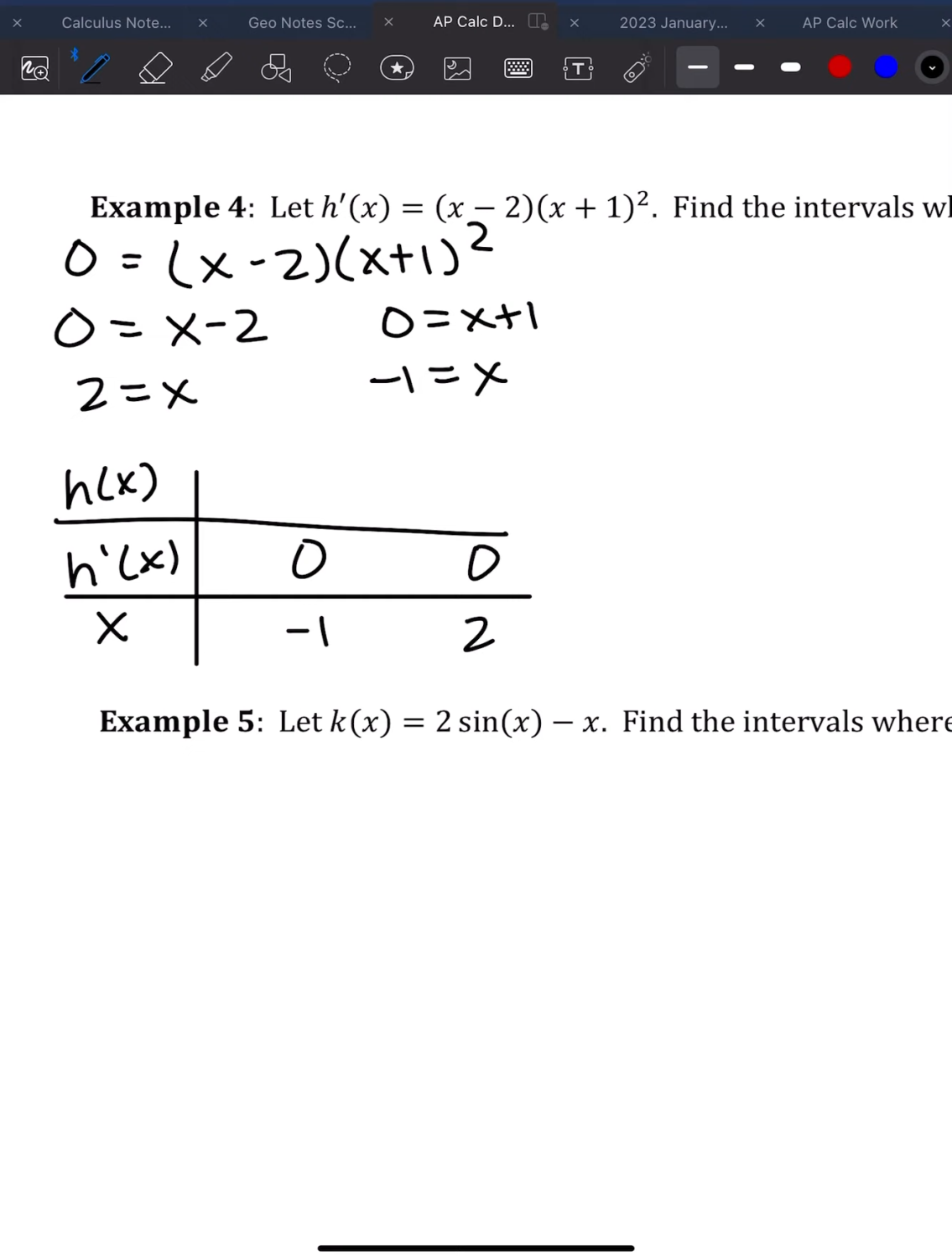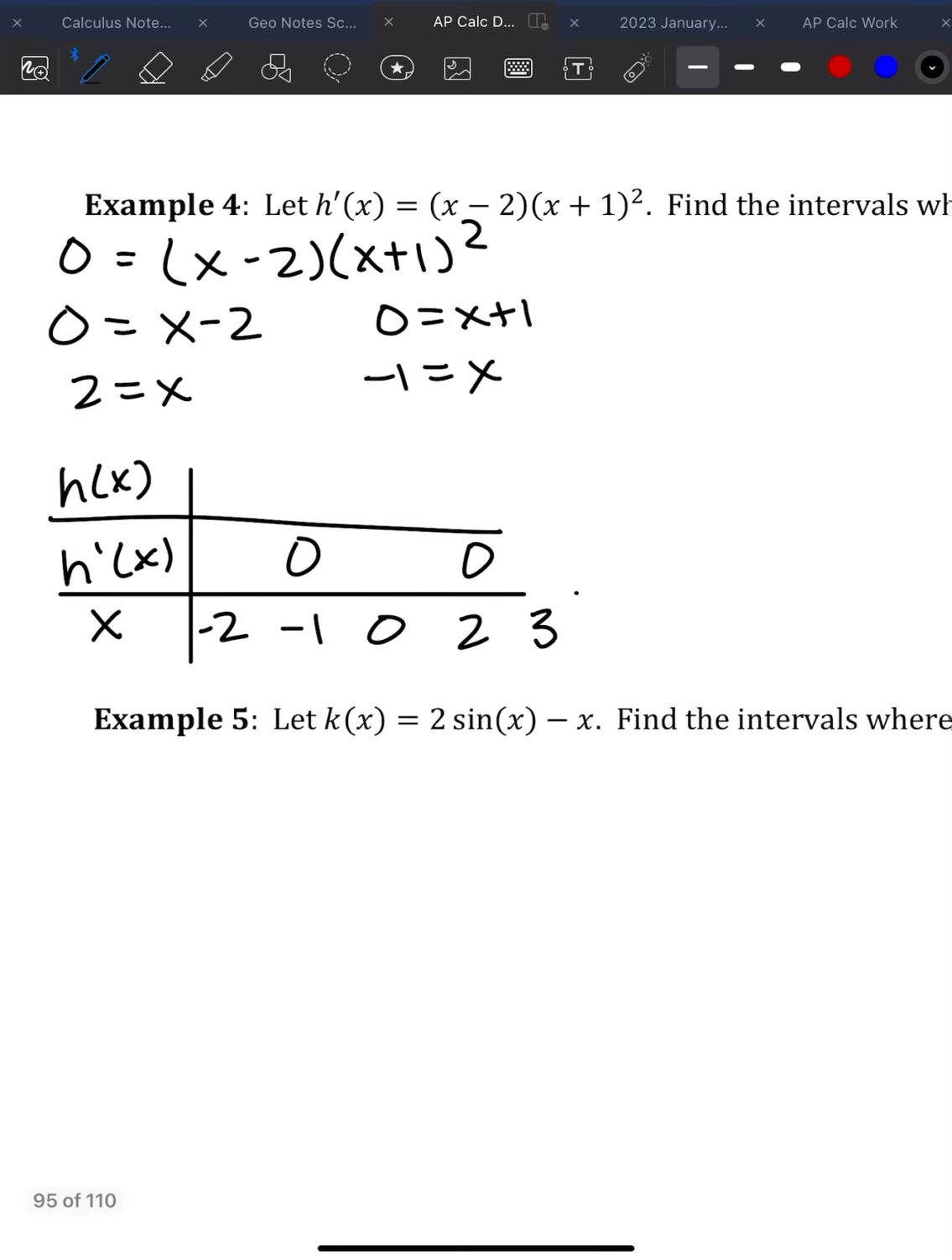I know my derivatives are 0 when we get to that, so I need to pick a number before. So I'm going to pick negative 2, a number after, I'm going to make it easy, 0, and then a number after 2. So now we're going to plug this into our function. We're really just going to be thinking about signs.